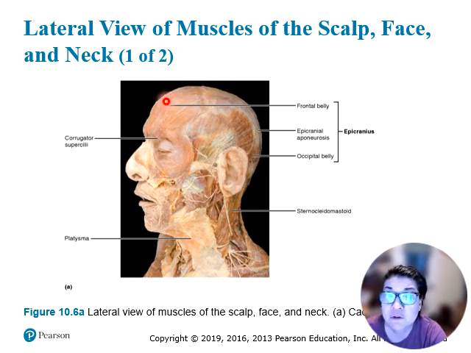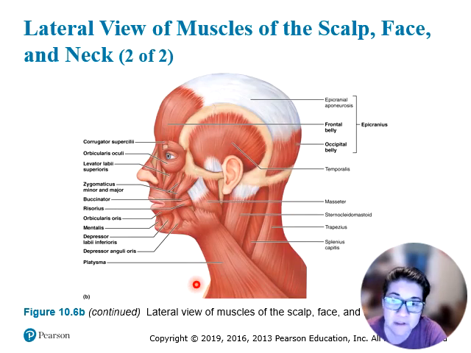So this is your frontal belly, so you can contract that. Your corrugator supercilii, your eyebrows. Occipital belly is back here. This is your sternocleidomastoid, which we've seen already, and that turns your head. And your platysma is up here. Okay, this is a little clearer. So there's your platysma, there's your sternocleidomastoid, your masseter.